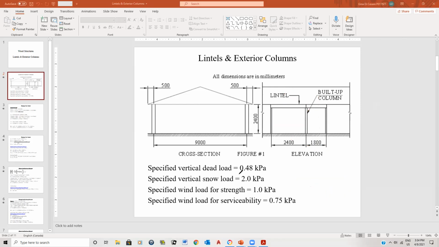Now here, 0.48 kPa, okay? These are reasonable values. This is probably down in central Ontario, this 2.0 kPa. In Montreal, I wouldn't design anything less than 2.5 kPa. The specified wind load, 1 kPa, is reasonable. And again, if ever you're doing this, you're always going to have to calculate these based on the climatic information of where your house is located, and that's where you get all this, except for this. Everything else comes from the climatic information in the National Building Code.